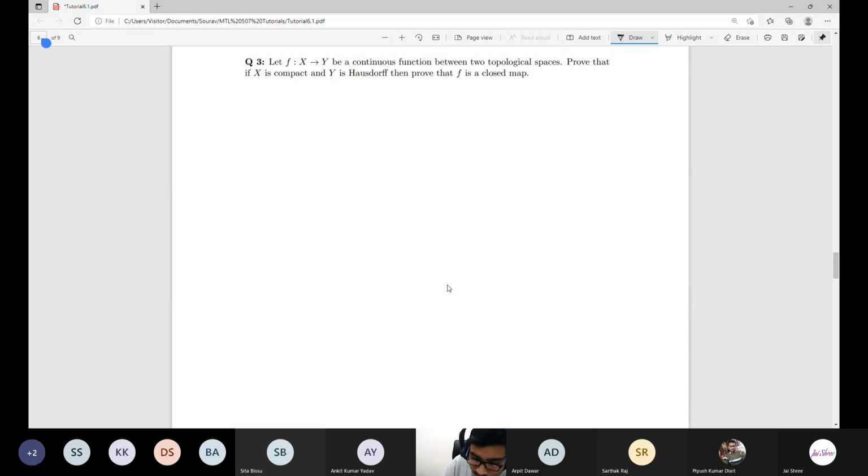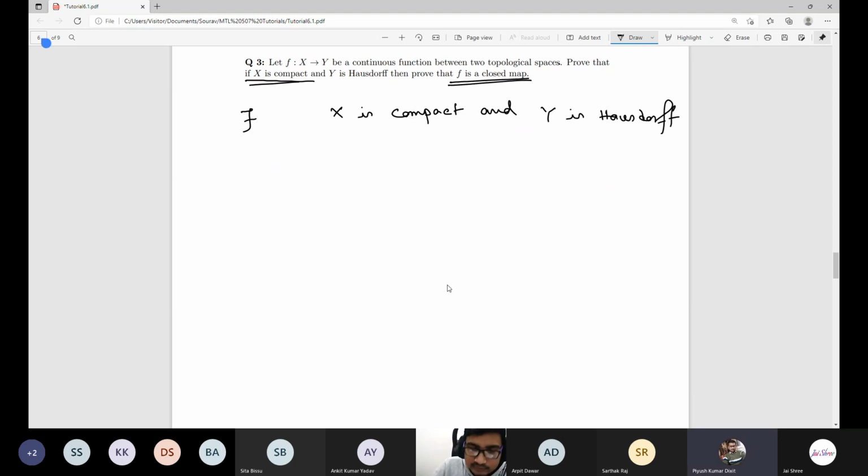Now, this one. This is easy. I think you all can solve this problem. Read the problem: we have a continuous function f between two topological spaces, X is compact, and Y is Hausdorff. To prove that f is a closed map. Any argument for this problem? Yes, sir, very easy.